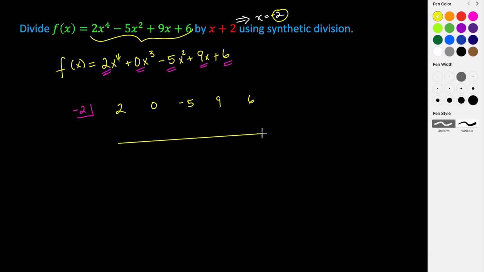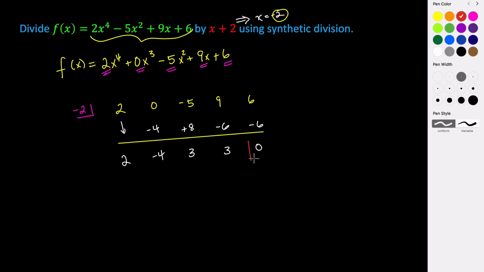And let's do the synthetic division. So if I bring my 2 down, 2 times negative 2, that's negative 4. And then again, remember we add, so 0 plus a negative 4 is negative 4. Negative 4 times negative 2, that's positive 8. And again, we're adding, so negative 5 plus 8, that's positive 3. 3 times negative 2, that's negative 6. 9 minus 6 is 3. 3 times negative 2 is negative 6. Negative 6 plus 6 is 0.